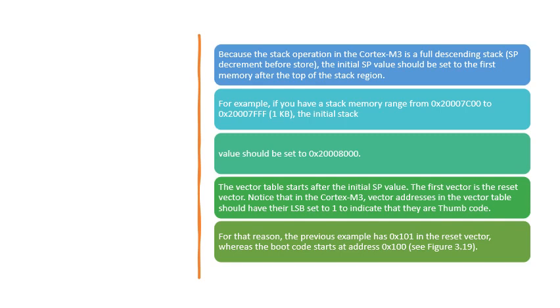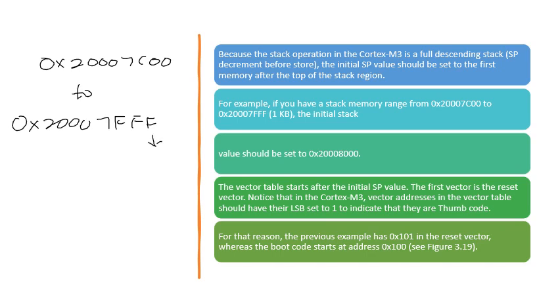The initial SP value should be set to the first memory location after the top of the stack region. So for example, if you have the stack memory range from 0x200007C002 to 0x20007FFF, what should be the initial value of the SP? What is the next value of this? If you add 1 to this, it will become 0x20008000. So initially SP should be pointing here if this is the range.